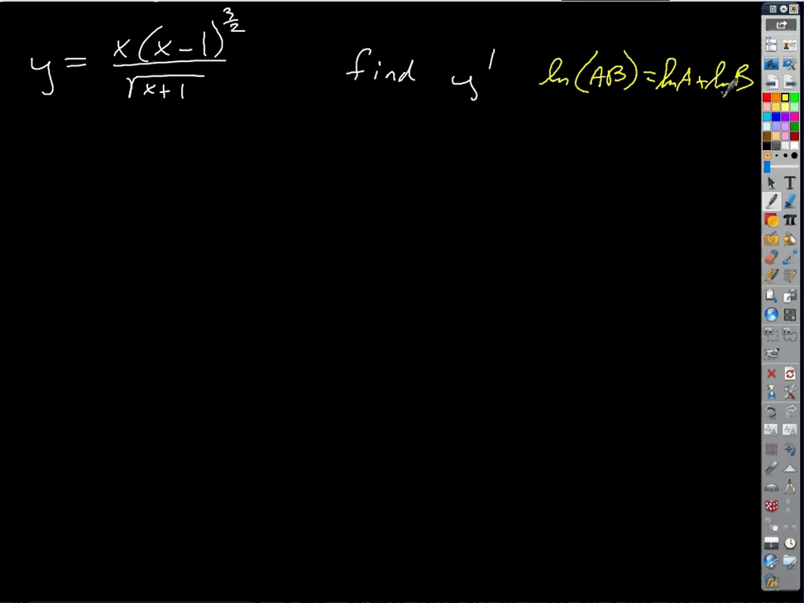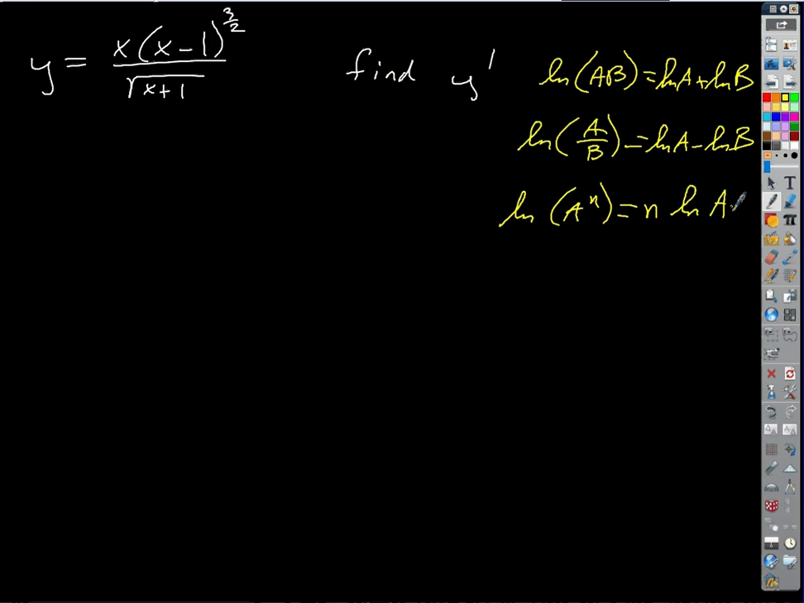So the log of a product equals the sum of the logs, right? The log of a quotient equals the difference of the logs, right? And the log of a power equals the exponent times the log: I bring the exponent out front. It's n times log A, right?